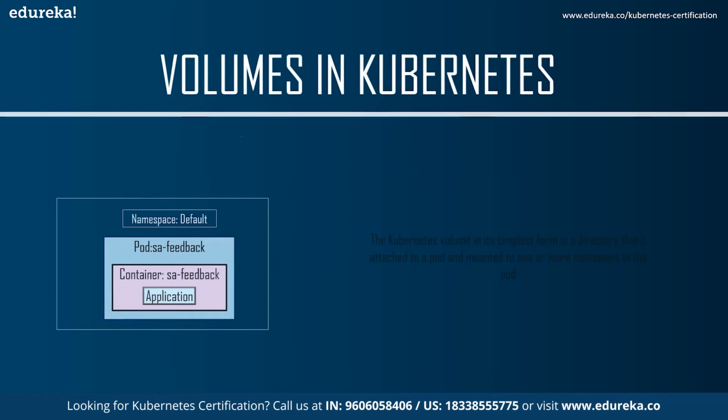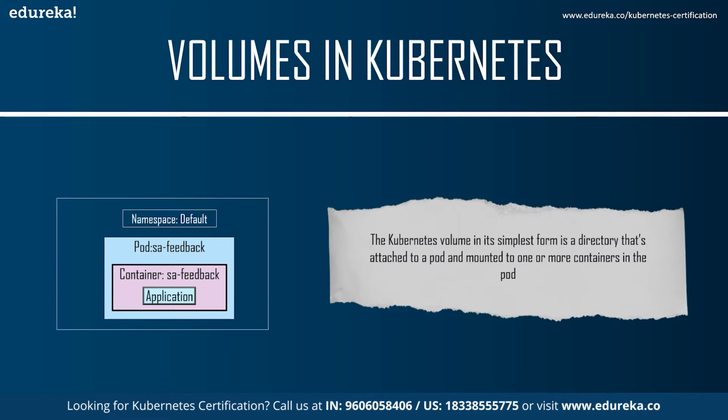The Kubernetes volume in its simplest form is a directory that's attached to a pod and mounted to one or more containers in the pod. Such coupling is tight and is a foundational construct for how data can be presented to a container.